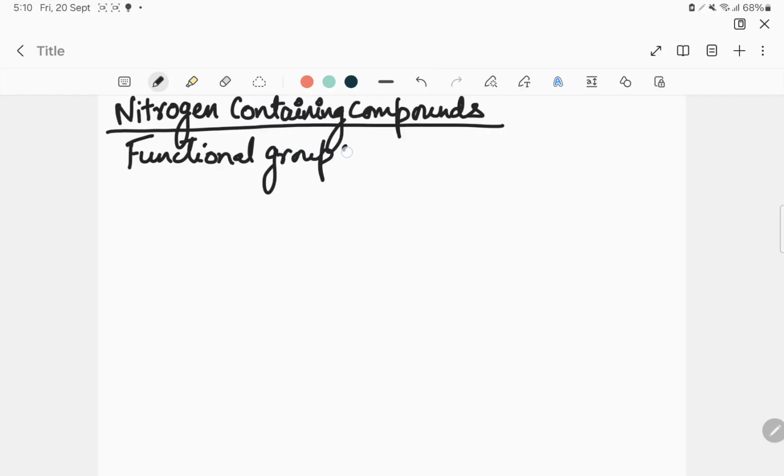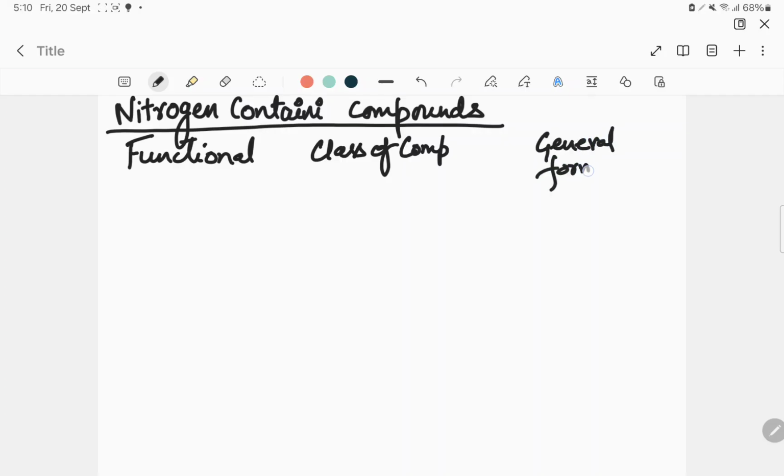Functional groups which contain nitrogen. And what is this class of compound formed? And what is going to be the general formula?